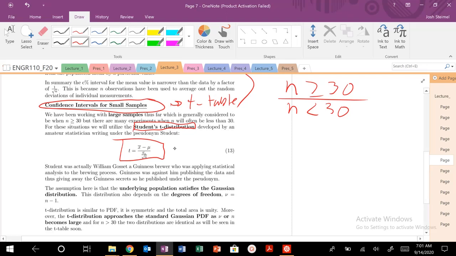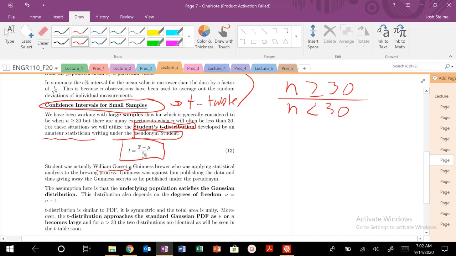So I love telling the story of the student t-distribution. This student is a pseudonym, a pen name. It's like Samuel Clemens, Mark Twain, all those other good ones. I think Stephen King also went by a pseudonym or a pen name. But basically, Student was a pseudonym for an amateur statistician. Oh, that's hard to say. But Student was actually William Gossett.